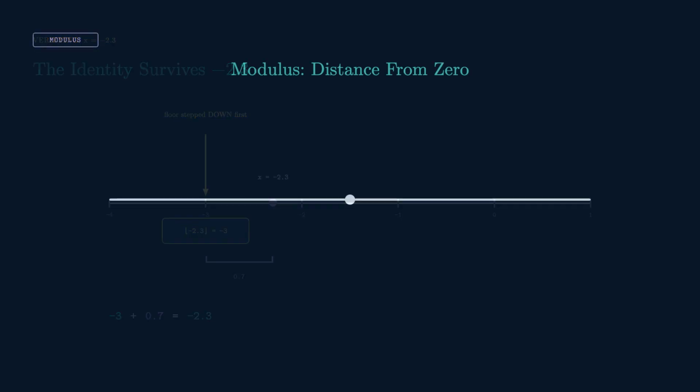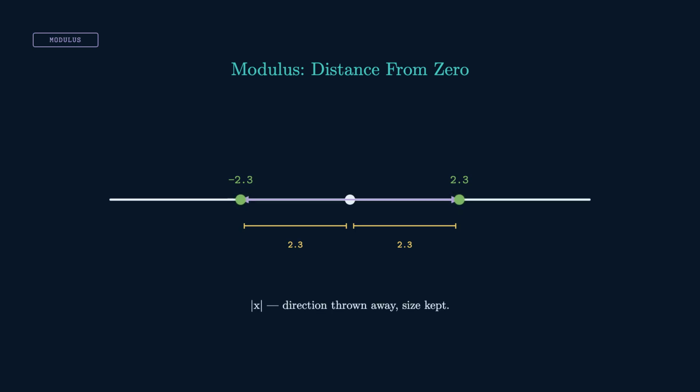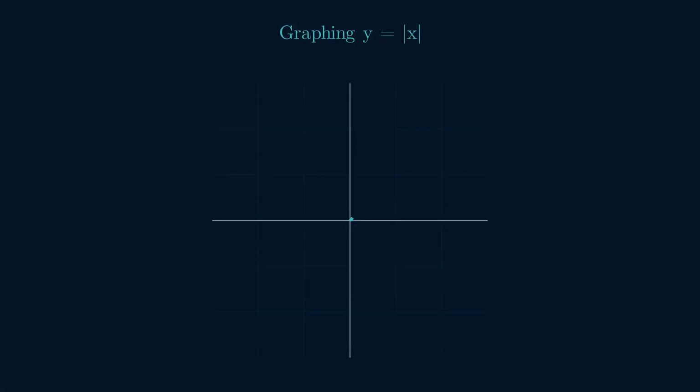That's modulus. 2.3 and negative 2.3 are both exactly 2.3 units from 0, same distance, opposite directions. And modulus doesn't care about the direction. It throws it away and keeps the size. That's the entire job. Which means whatever you feed it, the output is never negative, and that shows up immediately when you graph it. 2 straight rays glued together.